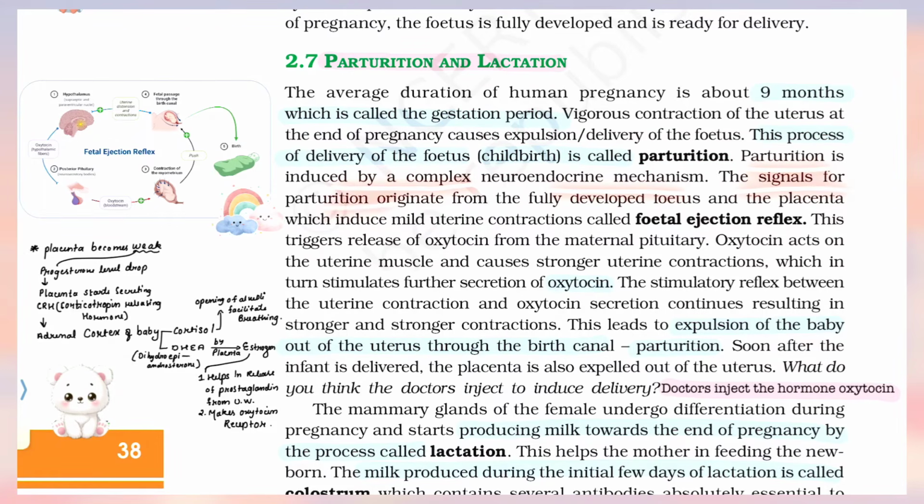The signals for parturition originate from the fully developed fetus and the placenta, which induce mild uterine contractions called the fetal ejection reflex. This triggers release of oxytocin from the maternal pituitary. Oxytocin acts on the uterine muscle and causes strong uterine contractions, which in turn stimulate further secretion of oxytocin. The stimulatory reflex between the uterine contraction and oxytocin secretion continues, resulting in stronger and stronger contractions. This leads to expulsion of the baby out of the uterus through the birth canal, parturition.